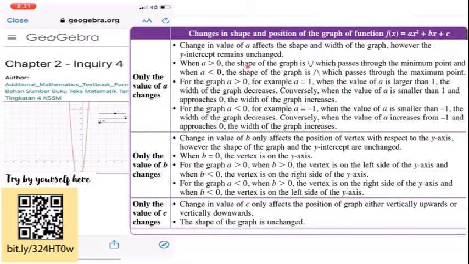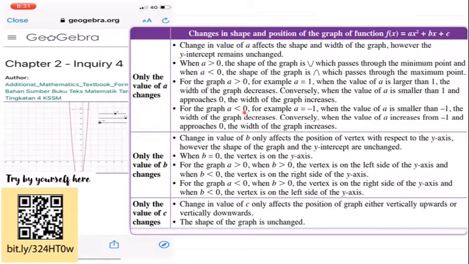When a is more than 0, the graph is U-shaped, which passes through the minimum point. So the lowest point is the minimum point. When a is less than 0, the graph is masam, which passes through the maximum point. For graph a more than 0, for example a is equal to 1, when the value of a is larger than 1, the width of the graph decreases. Conversely, when the value of a is smaller than 1, approaching 0, the width of the graph increases.